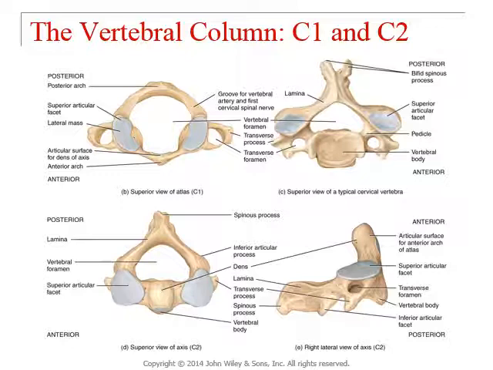Now, aside from the dens though, C2 will have the same characteristics as the rest of the cervical vertebra. It will have a body, it will have the transverse foramen for the vertebral artery, it'll have pedicles, it'll have the lamina, and also have the transverse processes as well as the spinous process.